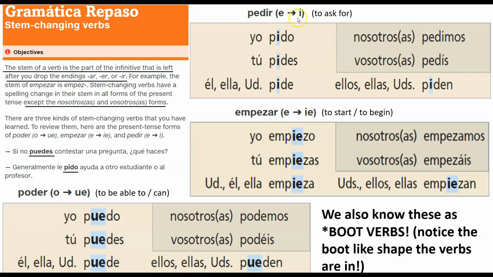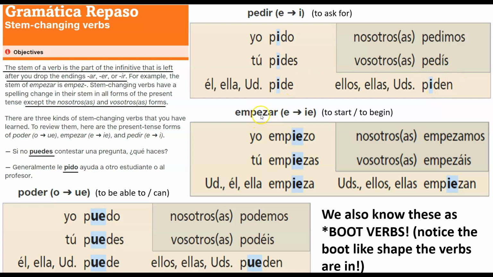Pedir, this E changes to an I, and then don't forget it's still an IR verb. You still have to conjugate the IR endings, and this means to ask for. Yo pido, I ask for. Tú pides, you ask for. Usted pide, you formal ask for. Él, ella pide, he or she asks for. Nosotros pedimos, we ask for. Vosotros pedís, y'all ask for. Ustedes piden, you all ask for. Ellos, ellas piden, they ask for.